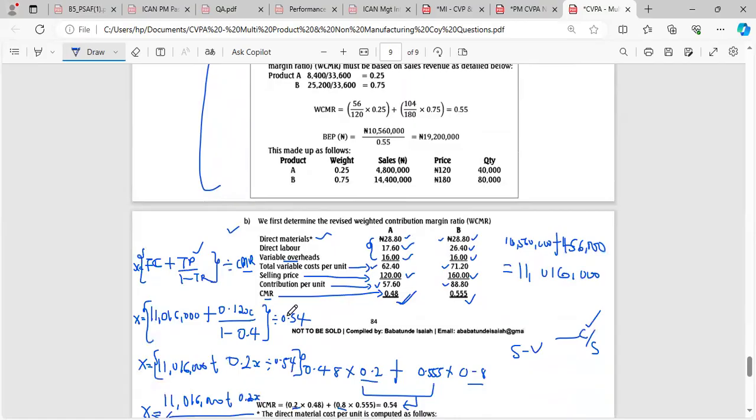Coming on. Variable costs, total variable cost per unit, 62.40 under B. Remember that the information we use in B is the same information we are using in C. So 62.40 and 71.20. Please, let's put that in our mind. So let's go down.